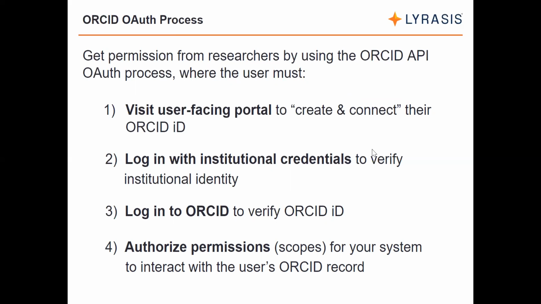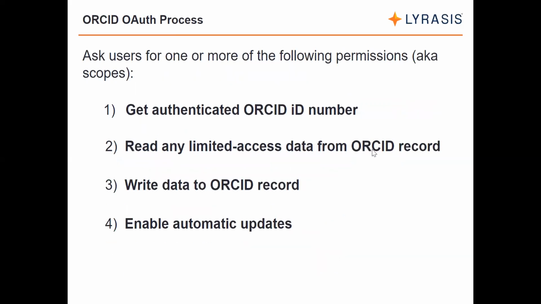For each integration, you can choose which permissions you want to ask your researchers for, or you can allow them to select which permissions they want to grant. But at the very basic level, you can just ask to get their ORCID ID and nothing else. However, this would not really be taking full advantage of the benefits of the ORCID Member API. It would help with name disambiguation, but you wouldn't be able to read and write, as we saw earlier.